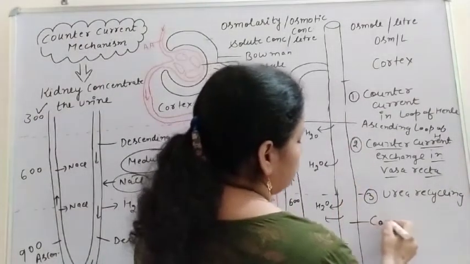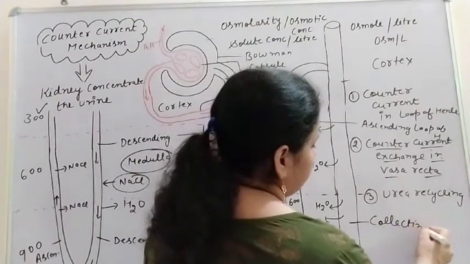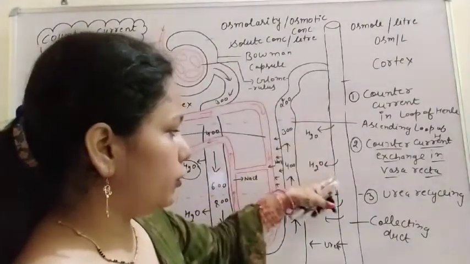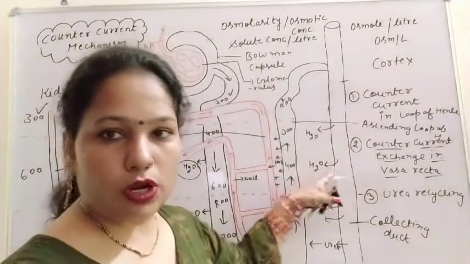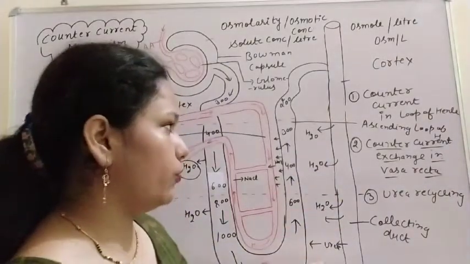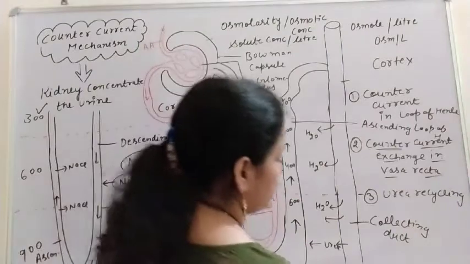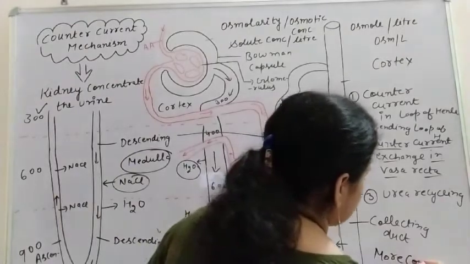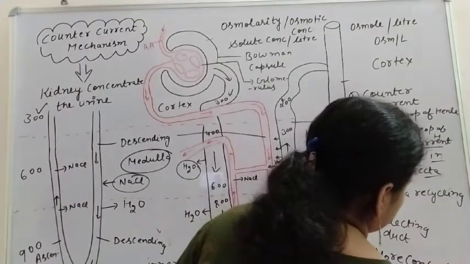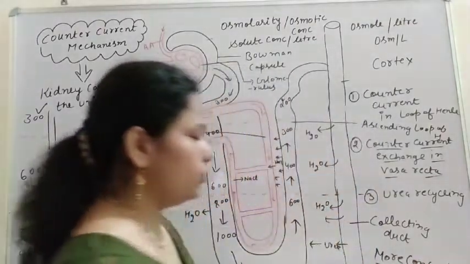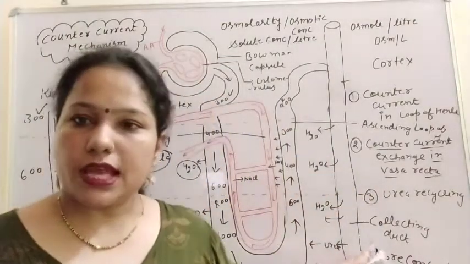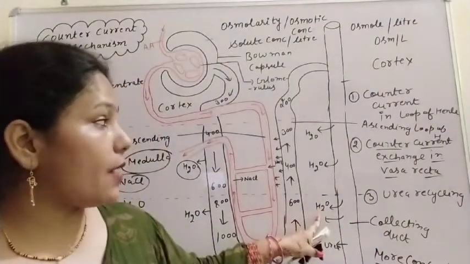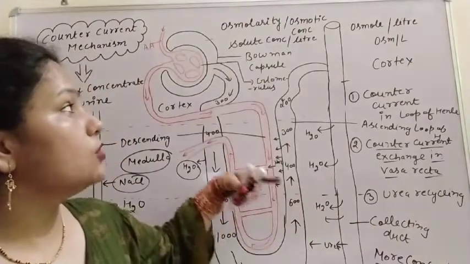this collecting duct, you can see the arrow here, more amount of water is reabsorbed. And if more water is reabsorbed, then the final urine is more concentrated. So more concentrated urine is produced, meaning very little water is present in this urine. And why does this happen? Because of maintaining the osmolarity.